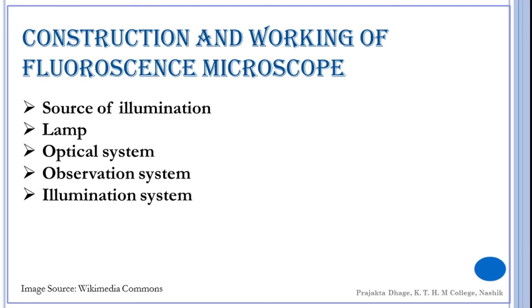Primary excitation filter is placed between the UV source and the specimen. It absorbs light of longer wavelength emitted from the UV source. It gives nominally monochromatic illumination depending on the requirement of the fluorophore under study.